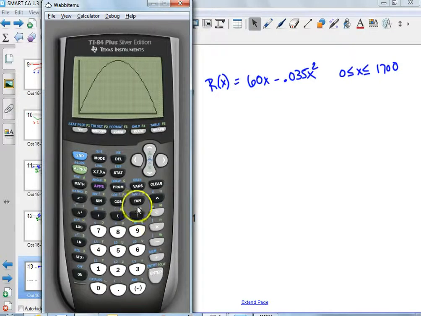They wanted us to maximize the profit, so I think we need to find the maximum point. Well, let's do that. So maximum finder.